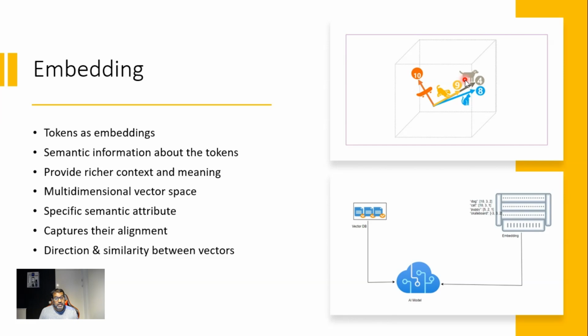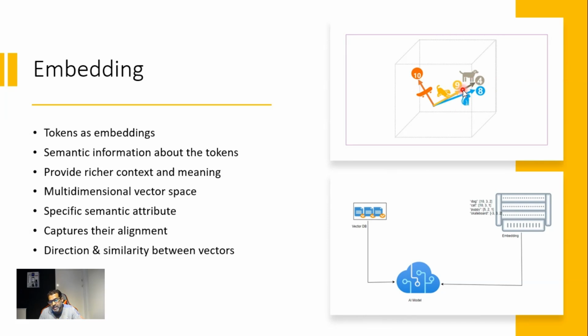The next part is the vector space. The vector space is multi-dimensional. If you see here, this is a multi-dimensional vector space. Each dimension represents a specific semantic attribute. For example, in the vector space, you see the dog, the puppy, and the cat.